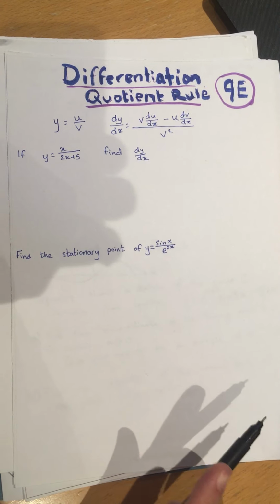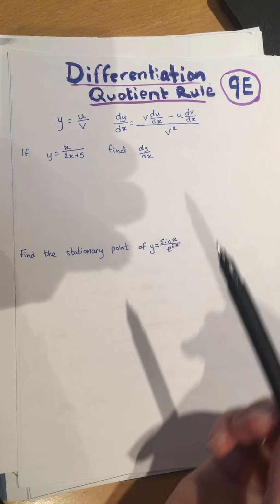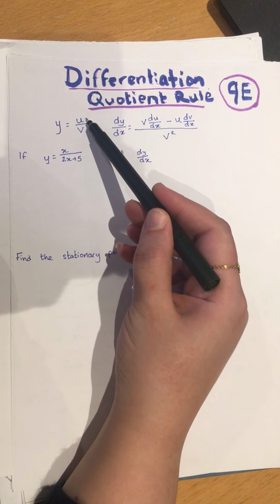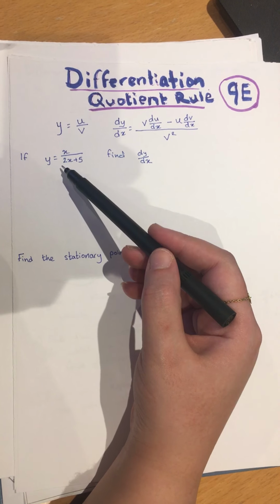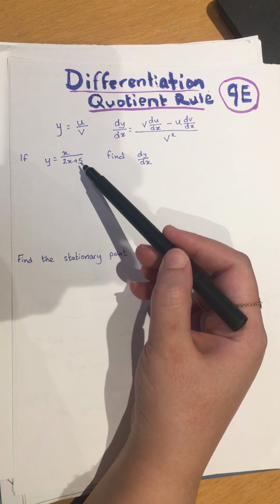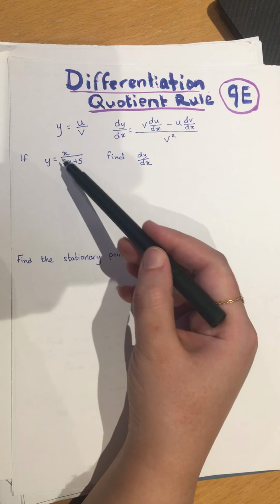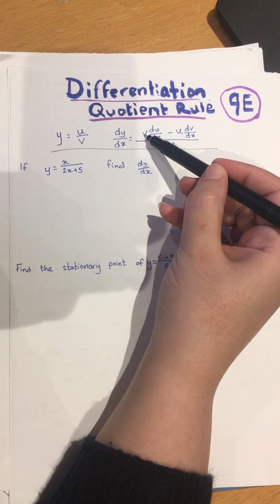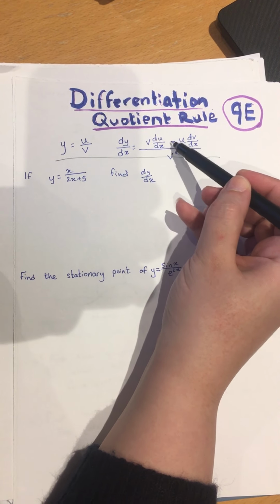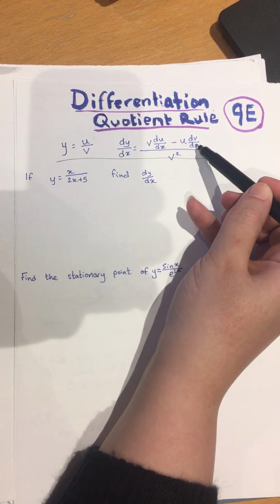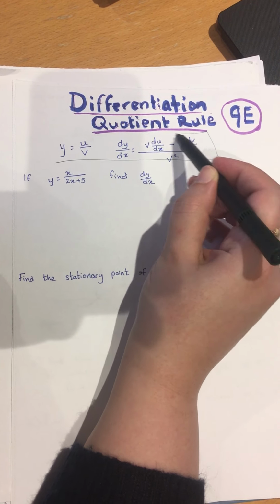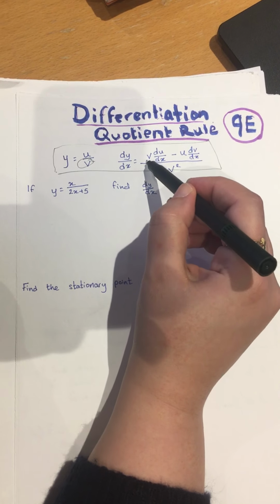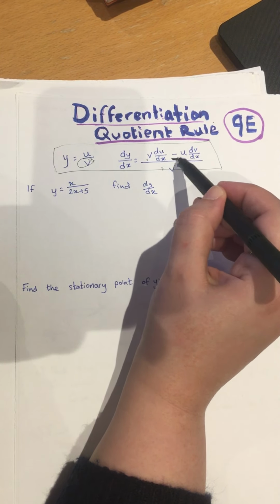Okay, for part 9e, we're differentiating using the quotient rule. We use it when I have something that looks like this, where I can split it into two separate functions. So if you look at this example, I've got y is equal to x over 2x plus 5. This can be my u, and this is v. To differentiate that, I have to put v times the derivative of u, take away u times the derivative of v, over v squared, and it has to be in that order. So v squared is always at the bottom, you always begin with v, and never forget this negative.